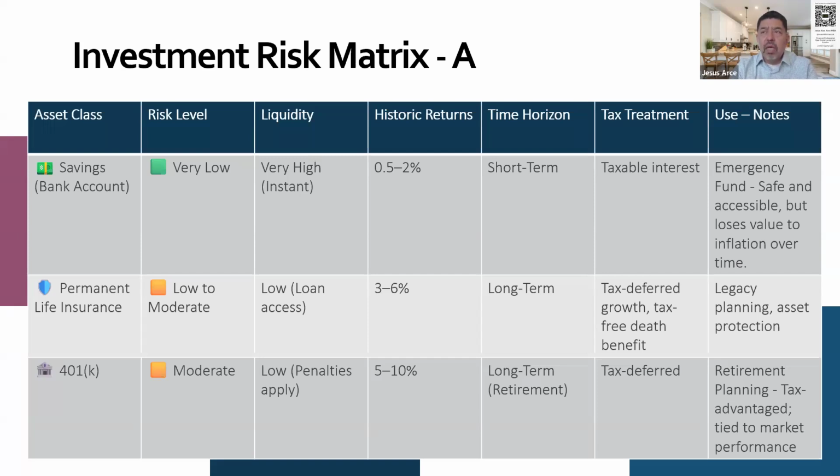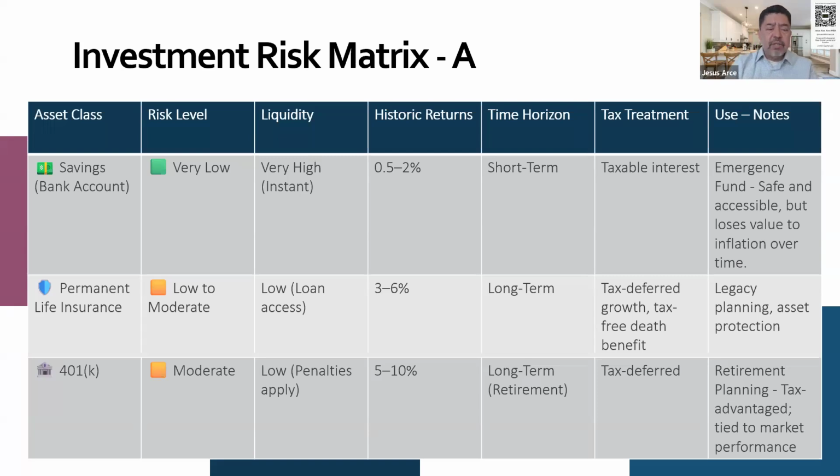You can sometimes get higher rates for a shorter period of time, depending on the product that you're using. The time horizon is long term, and any gains that you have in your cash value are tax deferred. And obviously, you have a tax-free death benefit when that time comes. This asset class is good for legacy planning and asset protection.